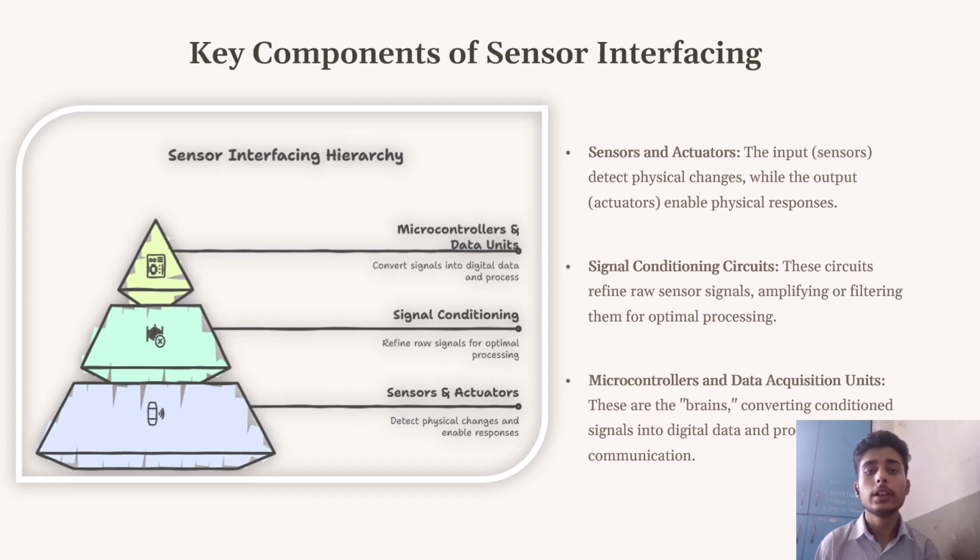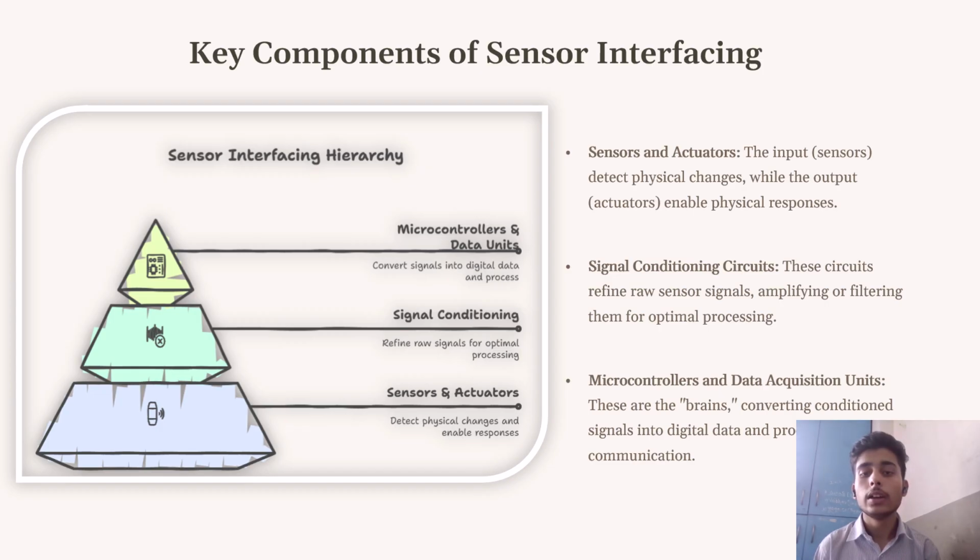Next point is key components of sensor interfacing. Sensor interfacing mainly consists of three key components, out of which the sensors and actuators are at the lowest level. Sensors are the devices which detect physical changes, and actuators are devices which generate physical responses based on these changes. Second component is signal conditioning circuits.